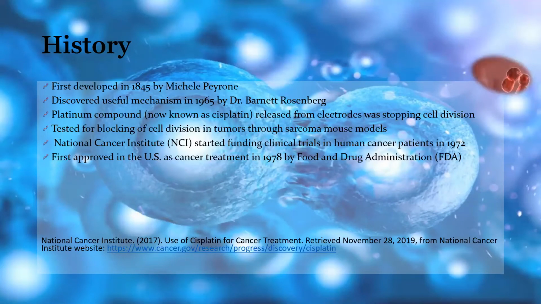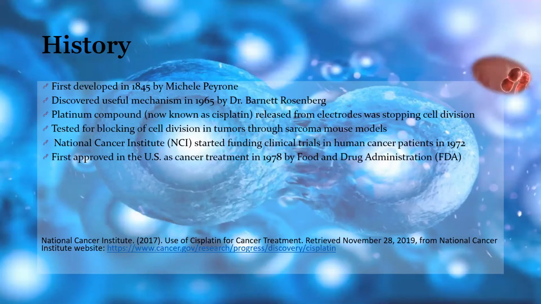Dr. Rosenberg later tested if cisplatin could block cell division in tumors, and he used a sarcoma mouse model for that. The mice were able to tolerate the cisplatin drug in low doses, but it was actually very toxic. The tumors shrank, and mice showed no return of tumors in that experiment.